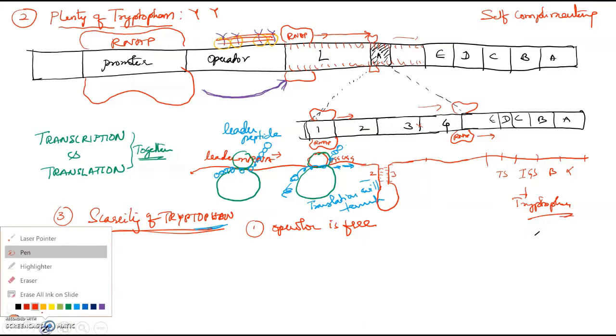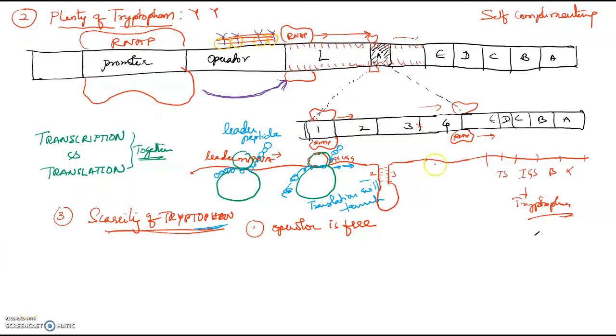In plenty of tryptophan, the hairpin bend was at 3,4 position. This had inhibited the RNA polymerase, and it couldn't synthesize. Whereas one more thing was, the operator was blocked. In scarcity of tryptophan, because tryptophan was not there, it will not bind with the repressor molecule. Repressor molecules are free and the operator region is free.